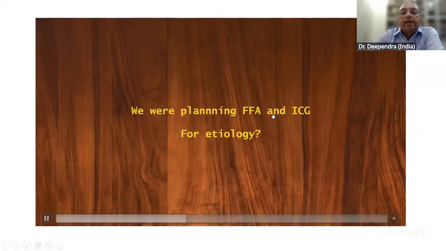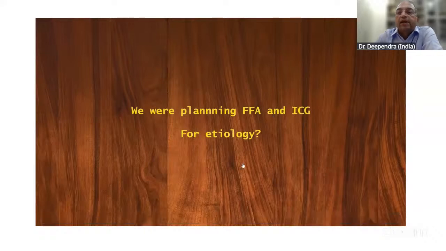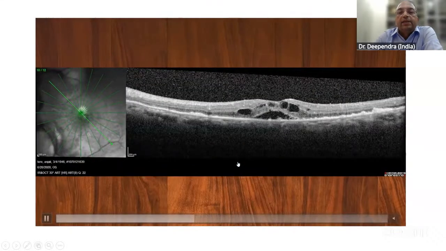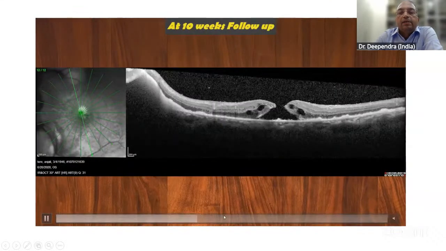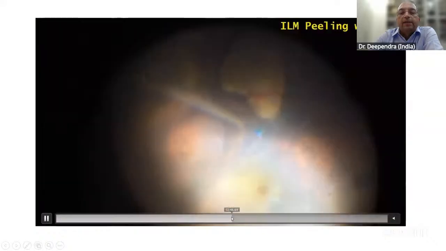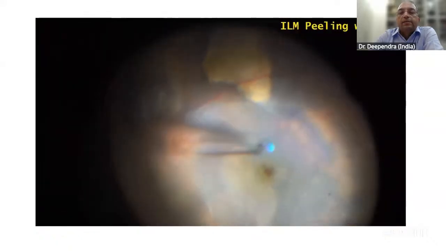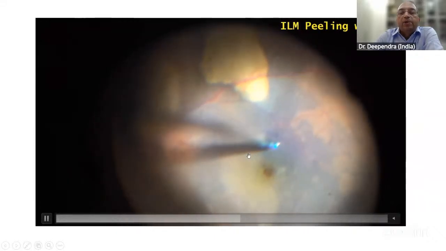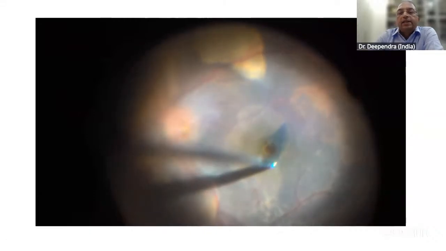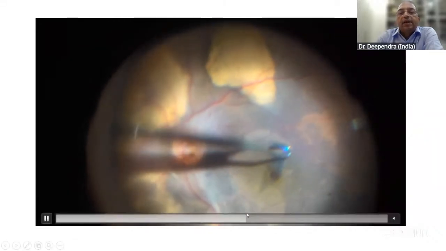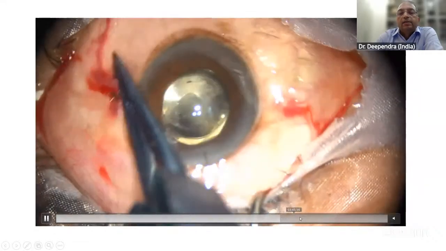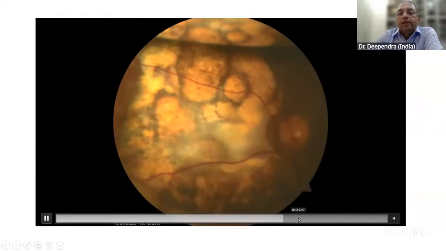Then she came back and we were trying to do imaging to find out the etiology for such a massive hemorrhage, and I was worried about metastasis. But then she came back with a macular hole in this eye, the same eye. So we finally did the ILM peeling, and now you can see organized blood all around. Even at this point, I was contemplating whether I should also inject subretinal TPA, but again, when I saw that the macula is not involved, I just did the ILM peeling and she closed very nicely.